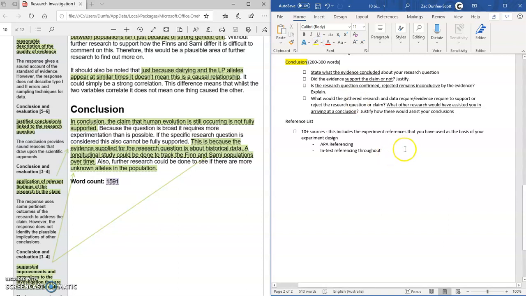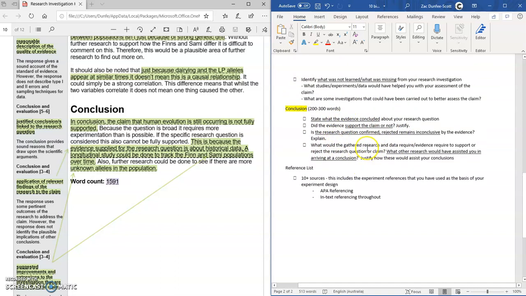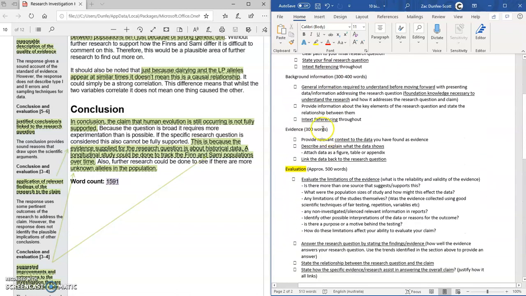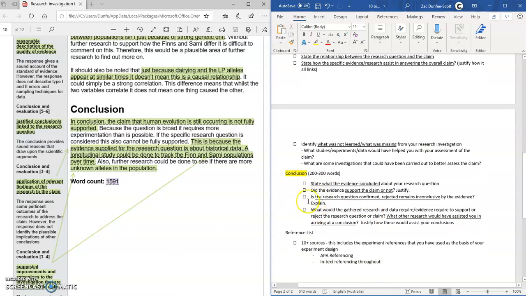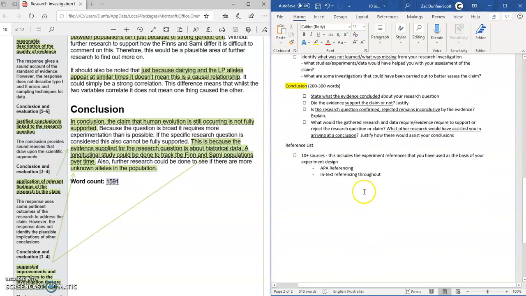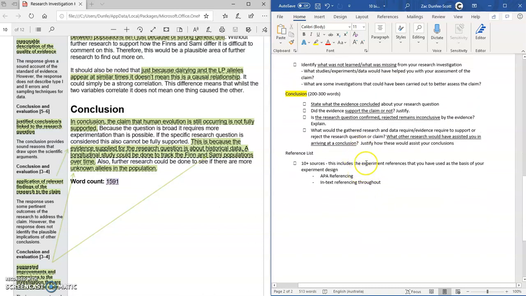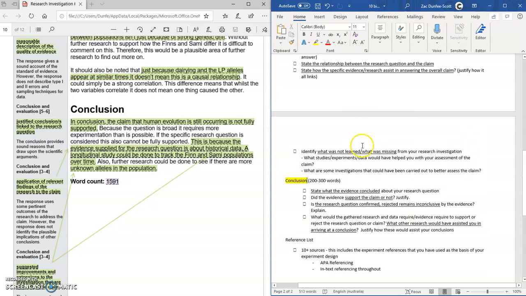So, just like any conclusion, no new information should be addressed here. Essentially, what we're doing is providing a summary of the evidence and evaluation and linking it all together, summarizing our argument, summarizing our results, summarizing what the conclusion of this research investigation essentially was. We did this for a reason.